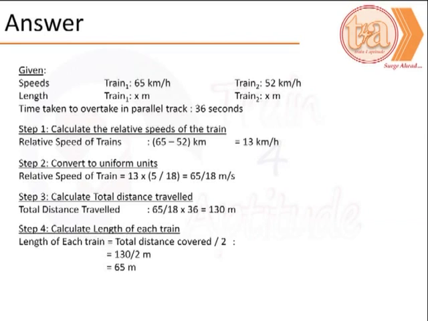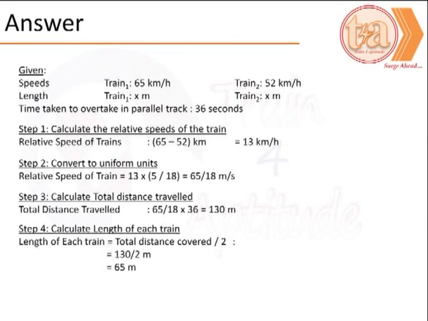To solve the problem, we begin with looking at what information we have. Train 1 moves at 65 km per hour, train 2 moves at 52 km per hour. The time taken by train 1 to overtake train 2 is 36 seconds. The lengths of the train are equal. The first step is to calculate the relative speed. In this case, it is 13 km per hour.